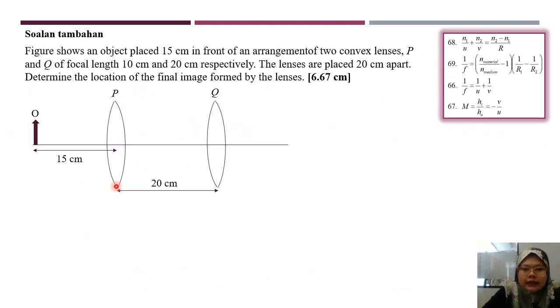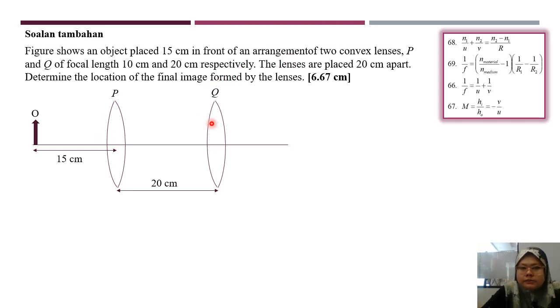Okay, ini adalah soalan tambahan. Because dalam you punya booklet, VIP tu dia tak ada soalan combination of two convex lens. So jadi saya cari satu soalan untuk kita solvekan question yang berkenaan dengan combination of two convex lens lah. Okay, so ada satu soalan dekat sini. Figure shows an object placed 15 cm in front of an arrangement of two convex lenses P and Q.